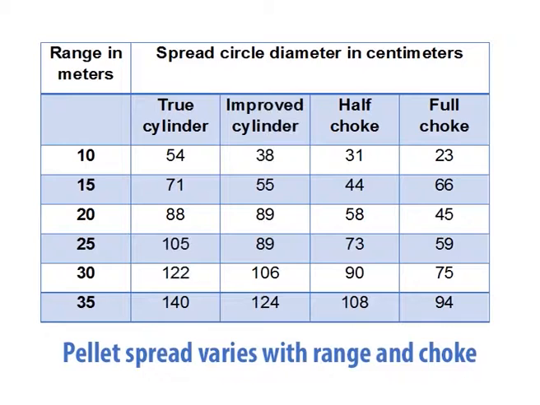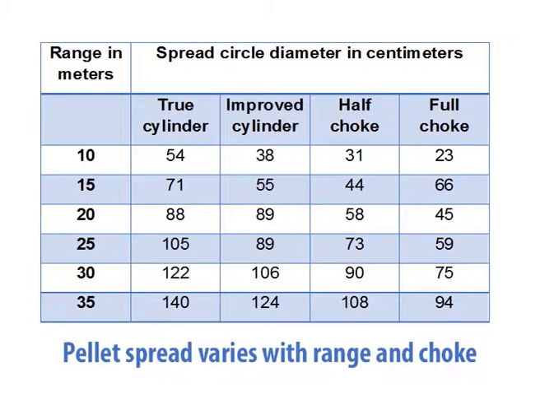For a range of 15 meters, the spread circle diameter is 71 centimeters for the true cylinder, 55 centimeters for an improved cylinder, 44 centimeters for half choke and 66 centimeters for full choke. For 20 meters of range, the circle diameter will be 88 centimeters for a true cylinder, 89 centimeters for an improved cylinder, 58 centimeters for half choke, and 45 centimeters for full choke.